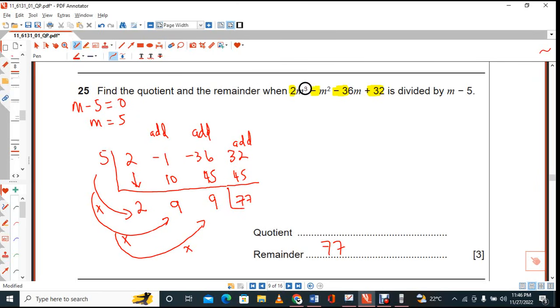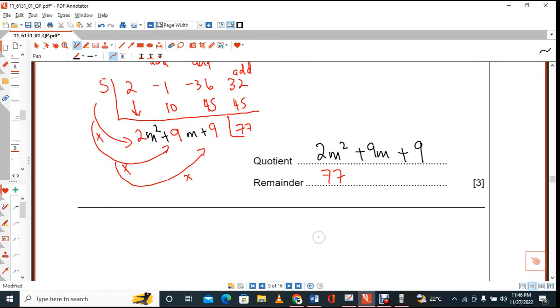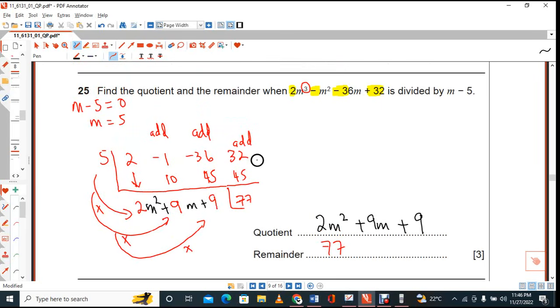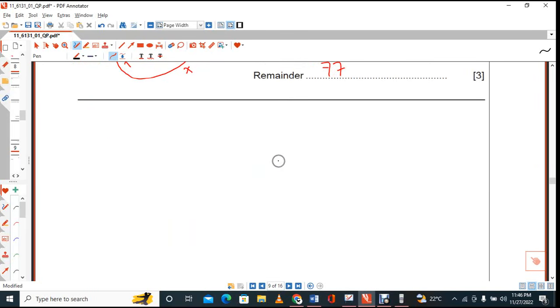So this was a cubic function. So now it's going to be a quadratic. So this is 2m squared plus 9m plus that. So it's 2m squared plus 9m plus 9 with a remainder of 77. Of course, there are many videos that I have done to this effect, and I hope that you know how to solve them. Okay, ordinarily, I'm going to do long division here.